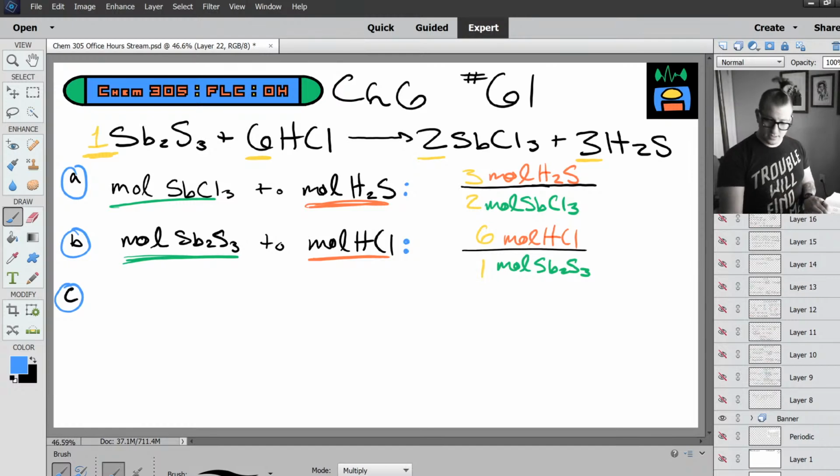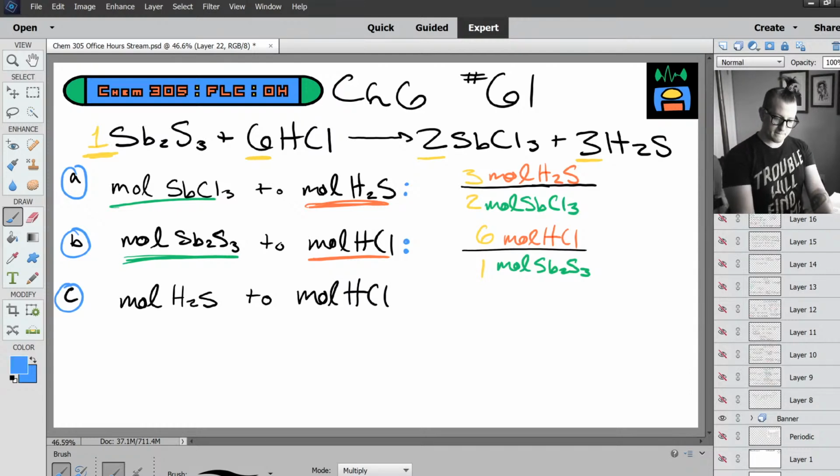All right, so C, part C, they want us to convert from moles of H2S. They want us to convert to moles of HCl. And again, our pattern continues. What we start with, what we're converting from, goes in our denominator.